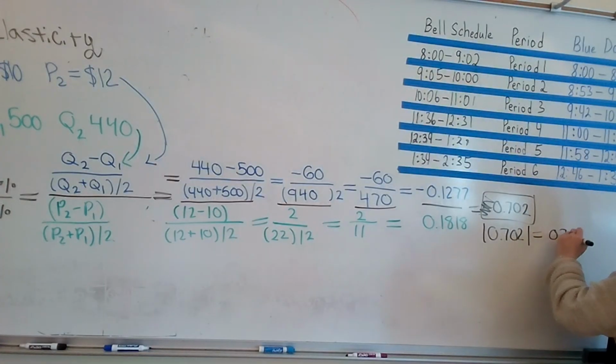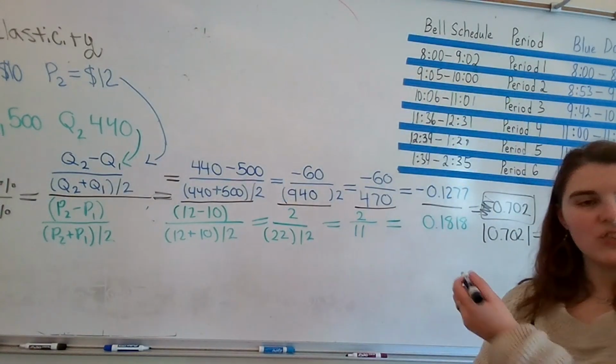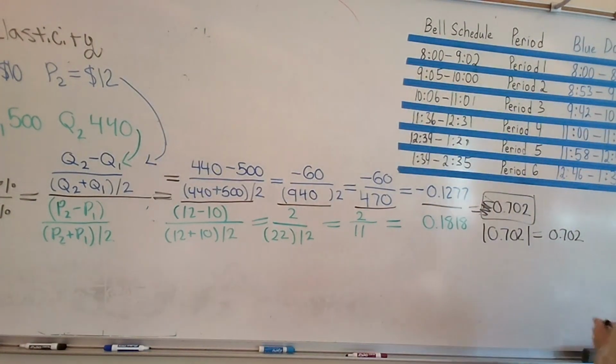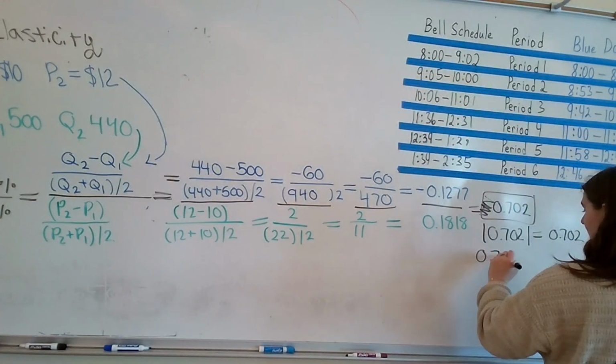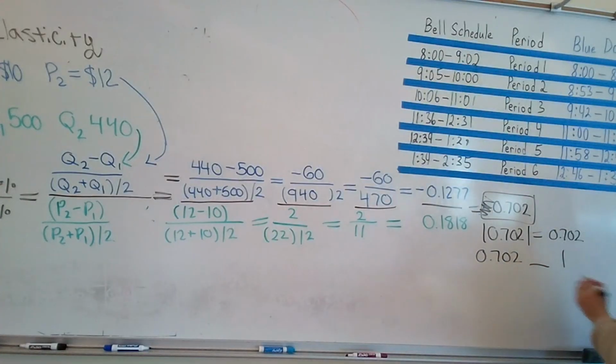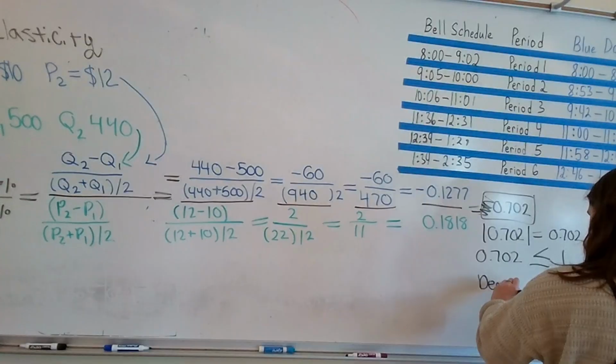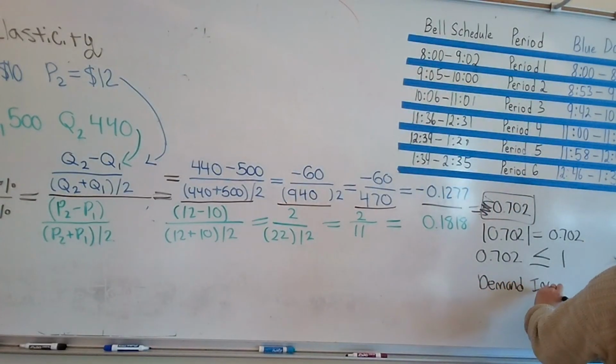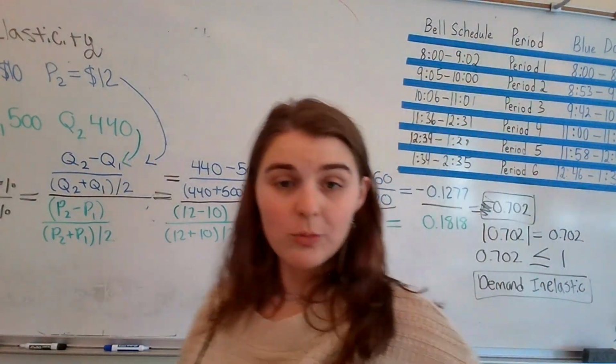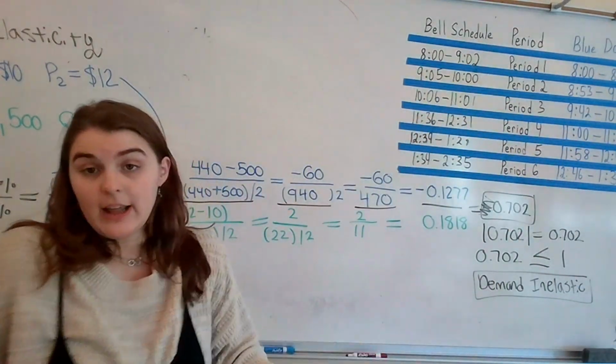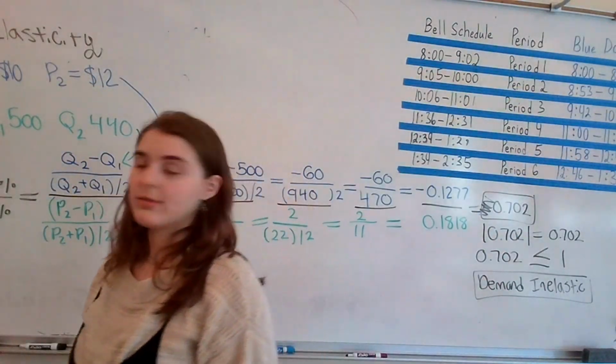So this is what relationship to 1? Remember, that's the whole thing about elasticity, its relationship to 1. 0.702 compared to 1, it's less than. And if it's less than 1, that means our demand is inelastic. That means, did fewer people consume the movie tickets? Yeah, but did they care really that much? No, they weren't super responsive.